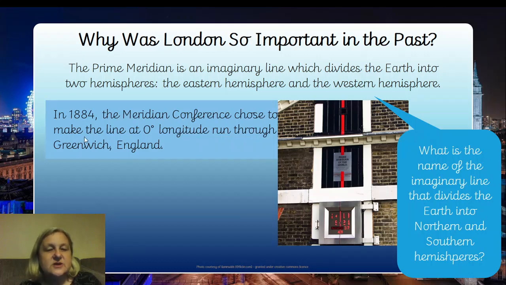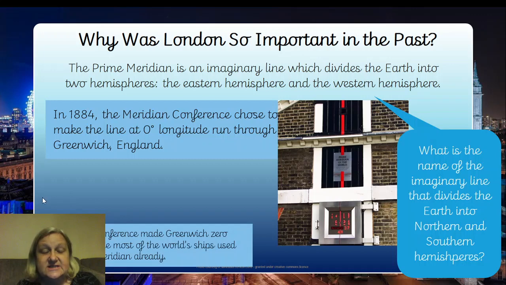Okay, so at a conference, the International Meridian Conference in 1884, they chose to make the line at 0 longitude run through Greenwich, England, because that's where the Royal Observatory was and still is.